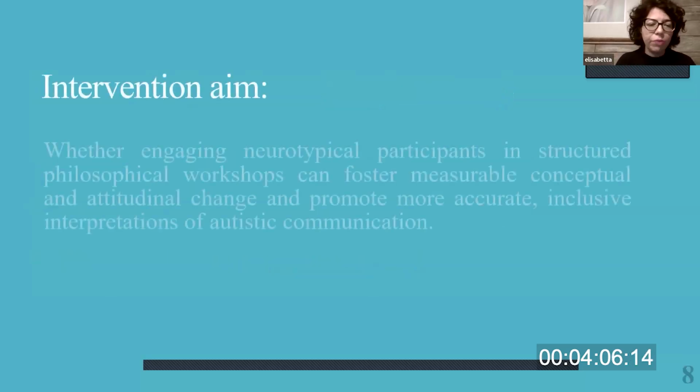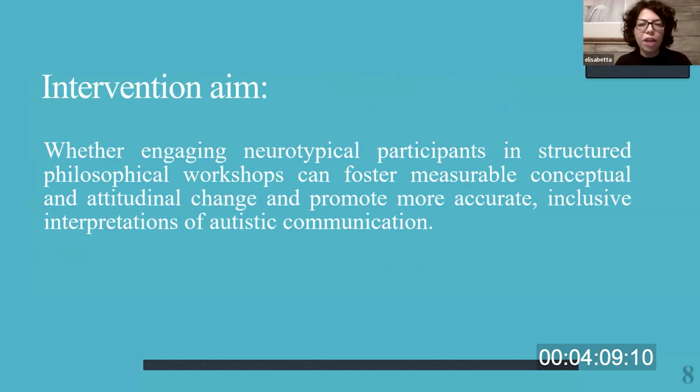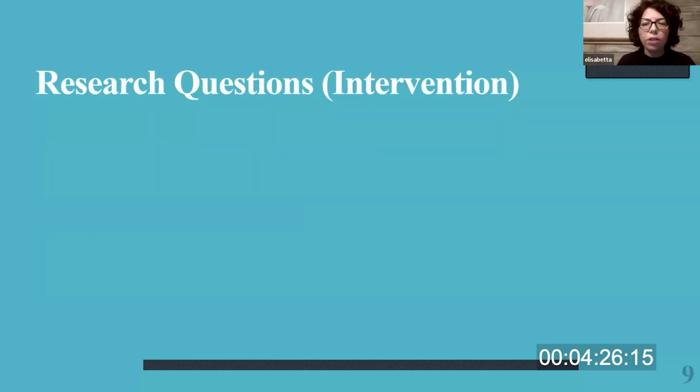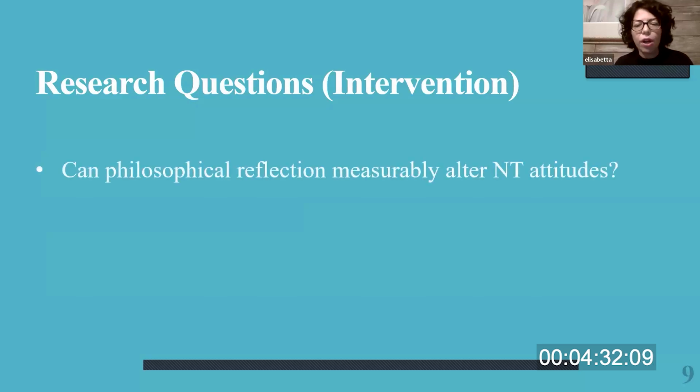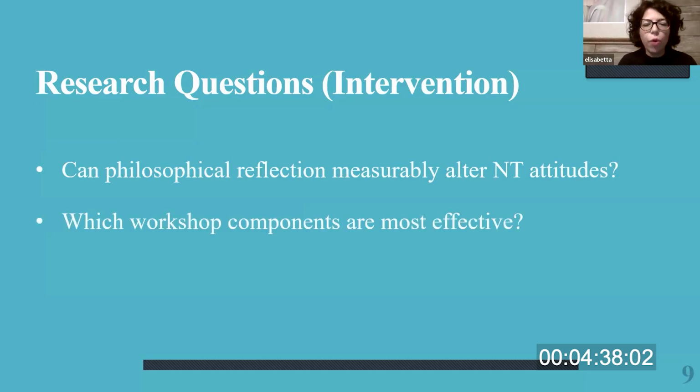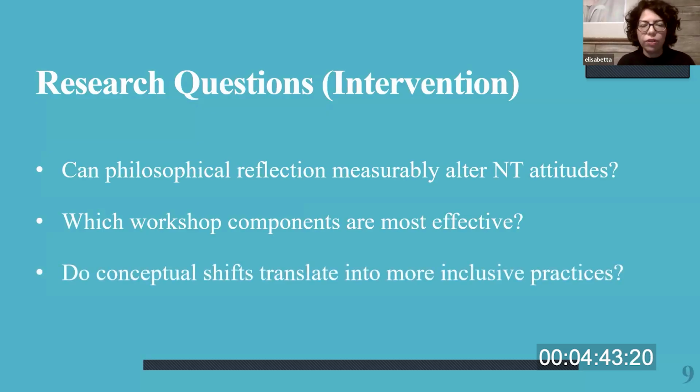So, the intervention aim: we want to investigate whether engaging neurotypical participants in structured philosophical workshops can foster measurable conceptual and attitudinal change and promote more accurate, inclusive interpretation of autistic communication. And our questions related to this aim are, can philosophical reflection measurably alter neurotypical attitudes? Which workshop components are most effective? And also, do conceptual shifts translate into more inclusive practices?